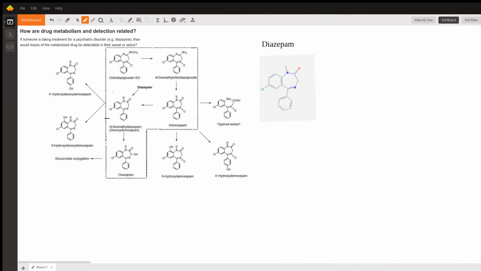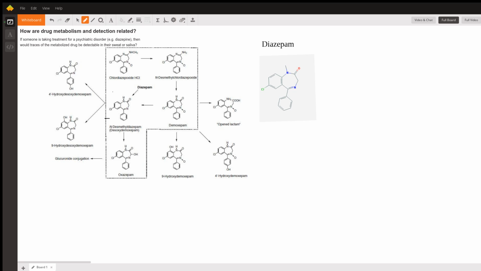How are drug metabolism and detection related? If someone is taking treatment for a psychiatric disorder, then would traces of the metabolized drug be detected in their sweat or saliva? I believe the person who asked this question was referring to diazepam, which is used for psychiatric disorders such as anxiety.